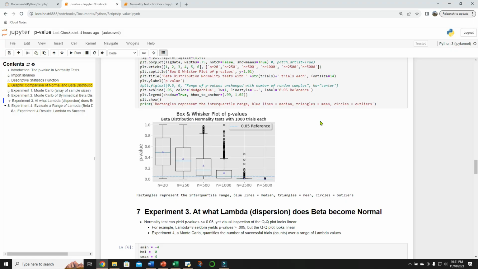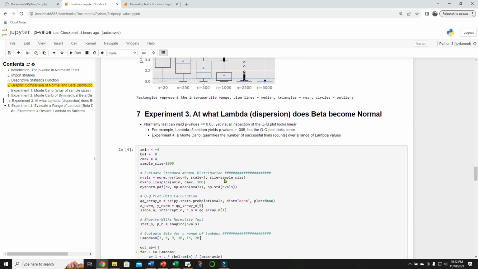Let's move on to experiment number 3. At what lambda or dispersion does the beta become normal? Before we move down and look at the plots, I want you to remember this sample set right here, where the samples were 1,000 and most of the trials turned out to be normal. That is, had p-values greater than 0.05. So let's go on down.